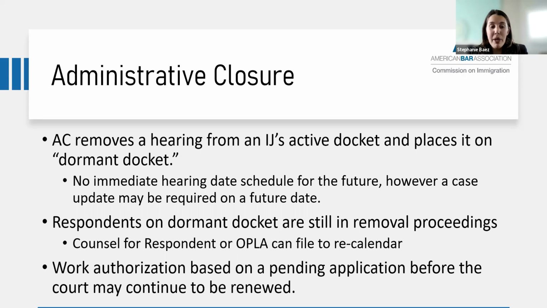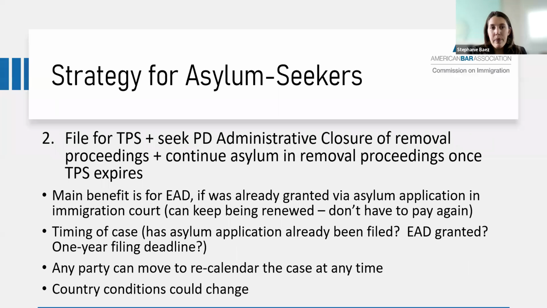One thing to note about administrative closure is if your client has work authorization based on an application pending before the court, if that case is paused and administratively closed, they still have their work authorization. It still can be renewed, as opposed to dismissal. If the case is dismissed entirely, if they had work authorization, then that work authorization is also dismissed. So that's just one major difference between the two that should be considered.